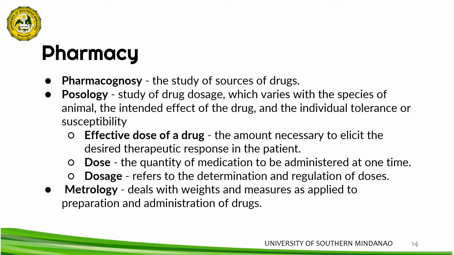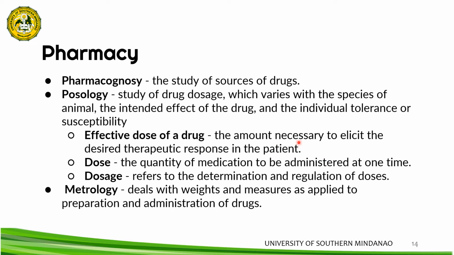So under the posology, we have the terminologies dose and dosage. When we say dose, that is the quantity or the amount of drug or medication to be administered at one time. When we say dosage, that refers to the determination and the regulation of doses. So for dosage, this already includes the time frequency that a particular medication will be administered. We also have the effective dose of the drug. So this is the amount of drug that is necessary to produce the desired therapeutic response in the patient.